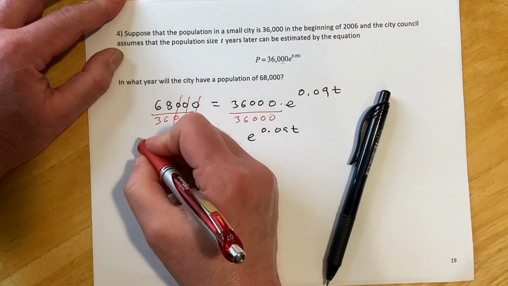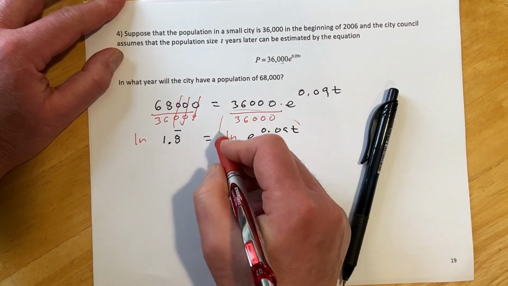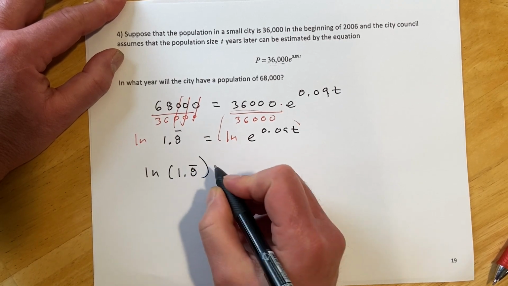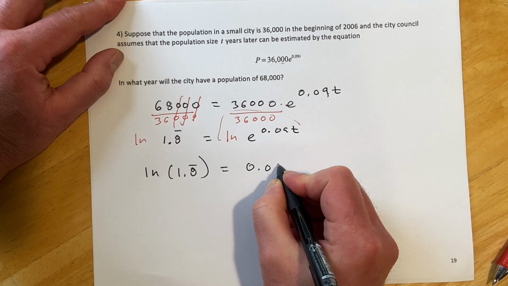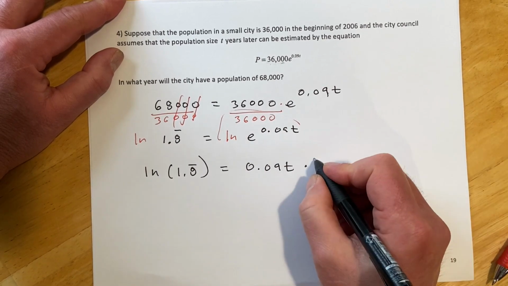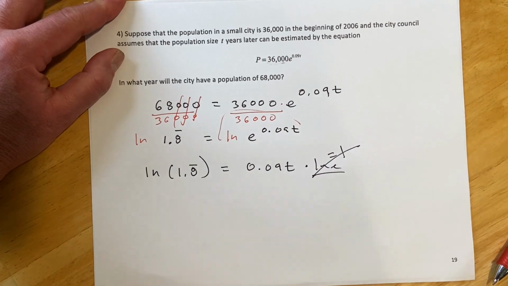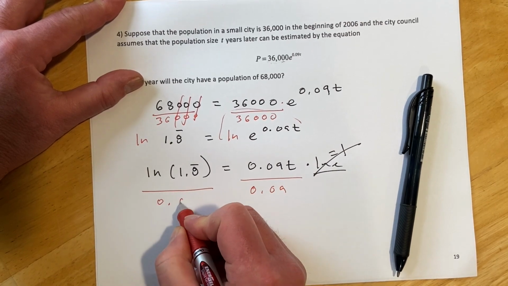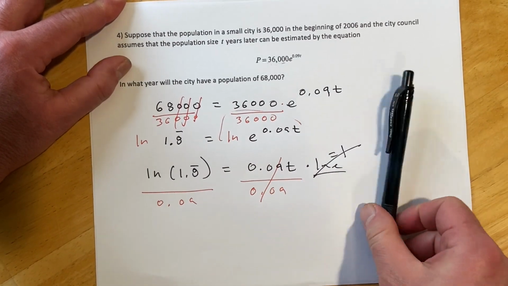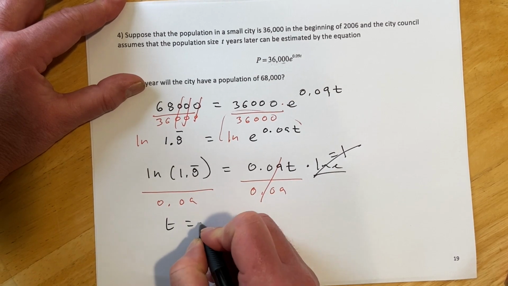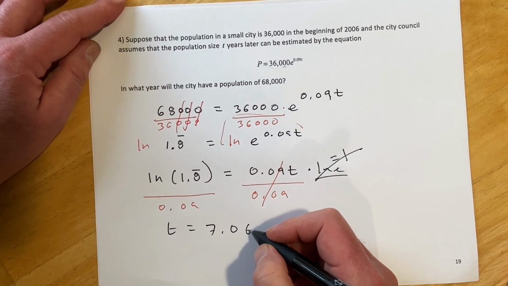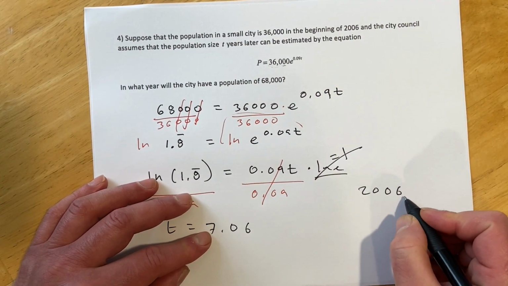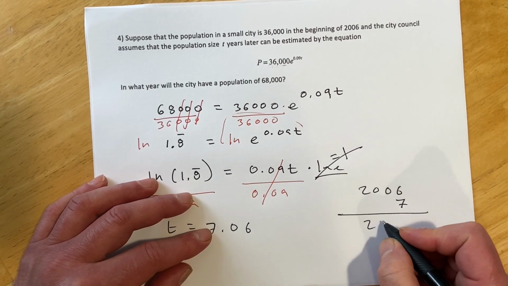So now that I got that isolated, now I'm going to natural log both sides, and that allows me to bring the exponent down front. So natural log of 1.8 with a bar equals 0.09t, and that would be times ln e, but remember that equals 1, so it's gone, and now I just have to divide over that 0.09, and that's going to be my time. So when I did that, I got 7.06, so that would be a little ways into 7 years after 2006. So with 7, that would be 2013.